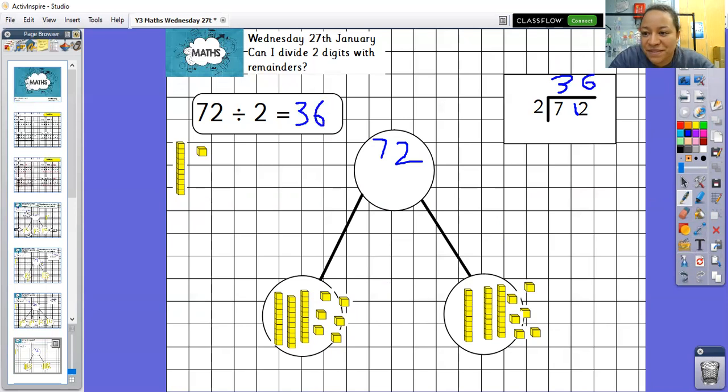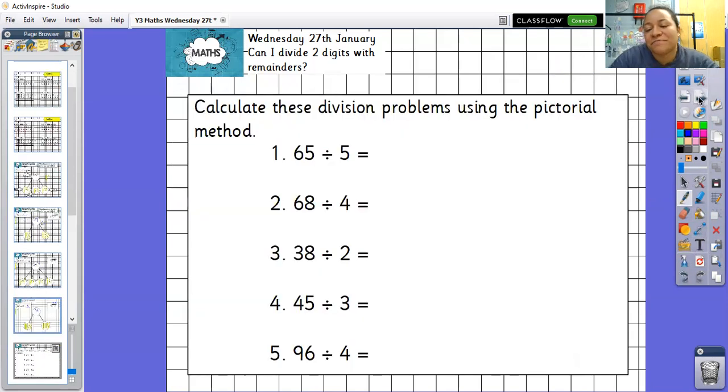There we go. Okay. So your job for our silver task today is to calculate these division problems using the pictorial method we've just worked on. So make sure you draw your part whole models, make sure you draw your numbers really carefully, and then when you share them out, draw them really carefully too. So pause the video here and give it a go.